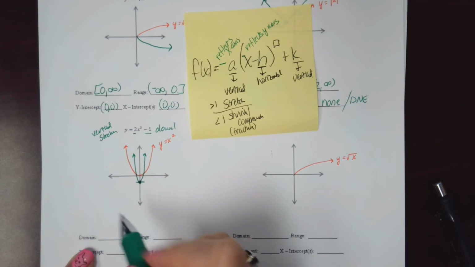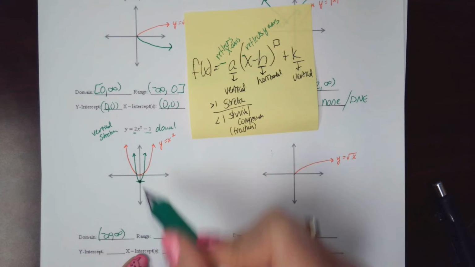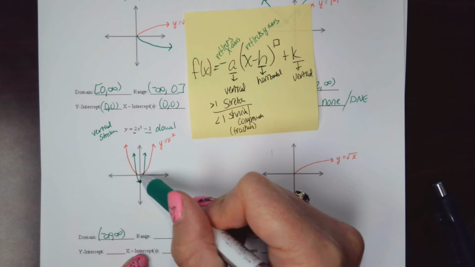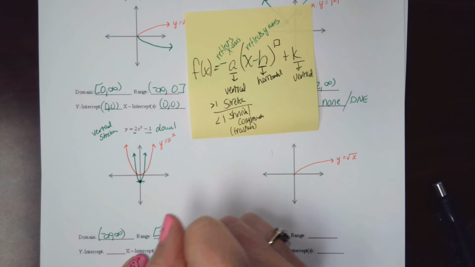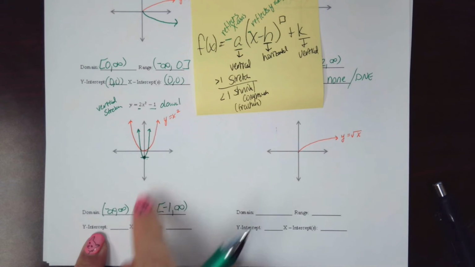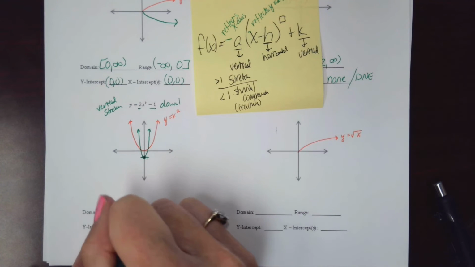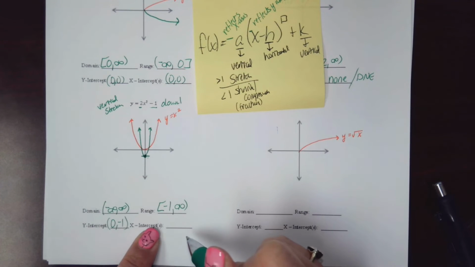Domain is still all real numbers. Once it starts all real numbers, it stays all real numbers, but my range is shifted down. Instead of starting at 0, now it starts at -1 and goes up to positive infinity. Y-intercept, well, that's where that vertex sits, at 0, -1. X-intercept, so this one's a little bit more work.